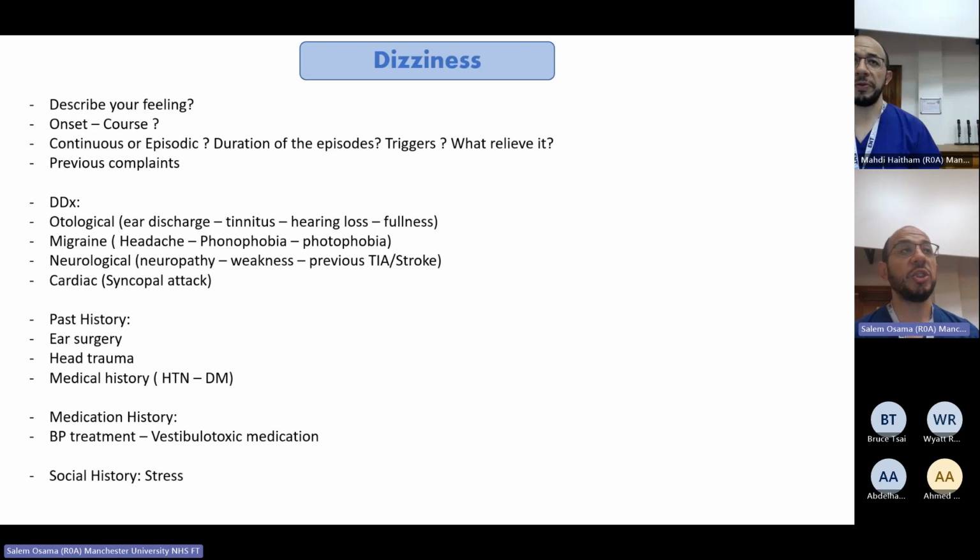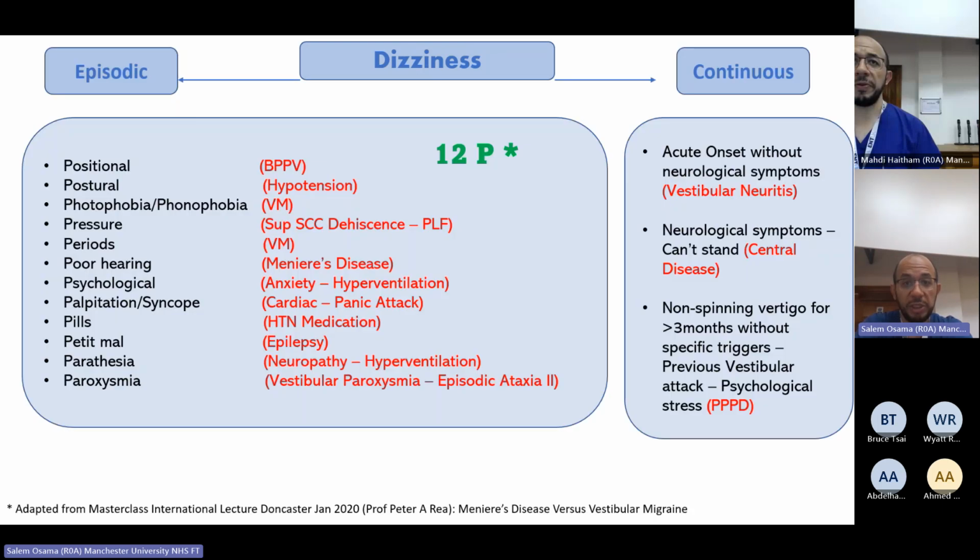For the medication history, it's very special if this patient has been on blood pressure medication, or had any previous history of using vestibulotoxic medication. And the last thing is the social history, if there's any stressful condition recently. So I just tried to make it simple, how to approach dizzy patients.